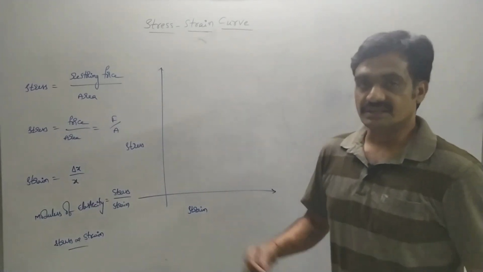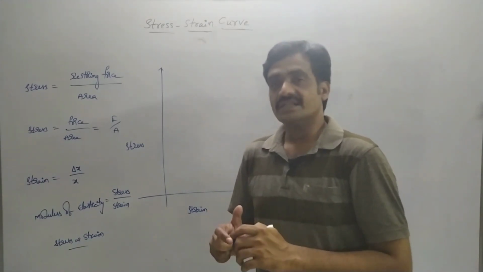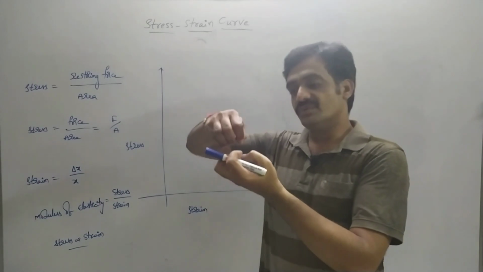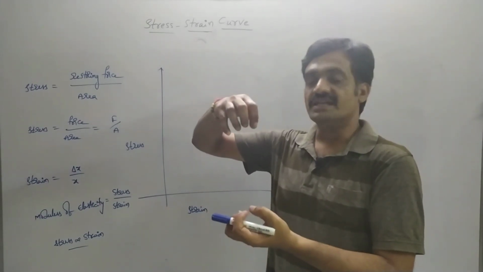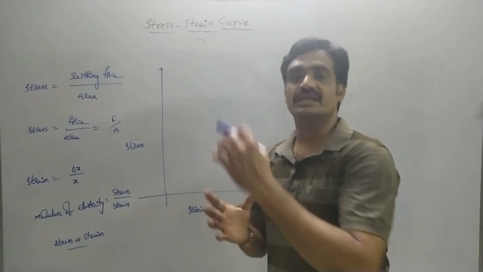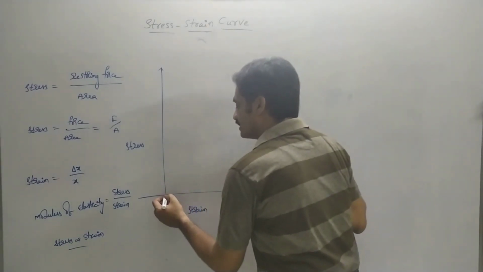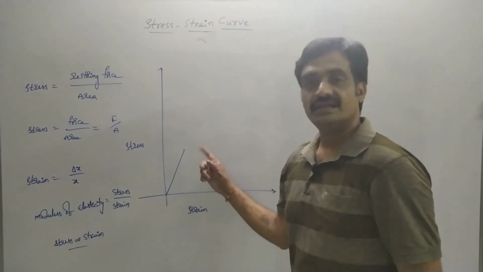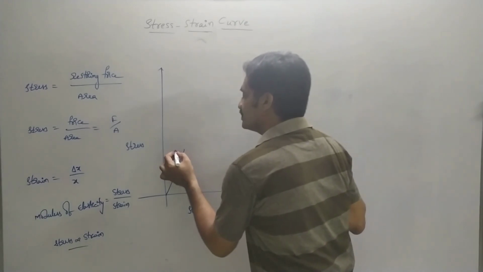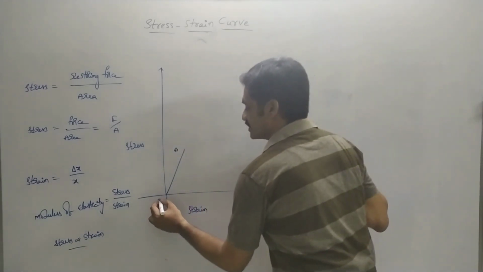Now let us consider a wire, and I am going to apply load to that wire. As we apply the load, the wire will deform its shape. As we remove the load, it tries to regain its original shape. That is represented in the curve by this line, up to point A from the origin.